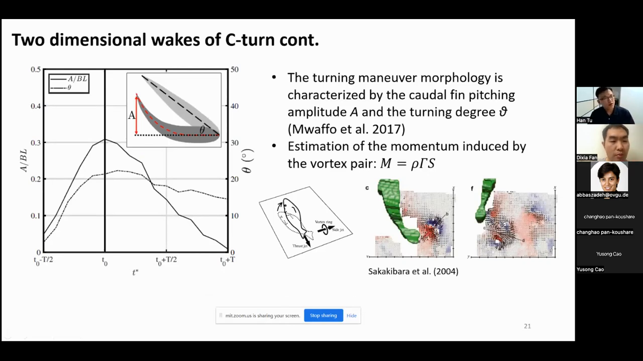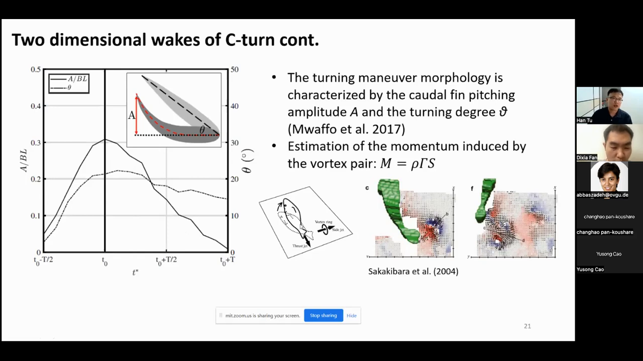Okay, and we also adopt the definition from Rava and Wall in 2017 to use the caudal fin pitching amplitude A and the turning degree theta to describe the turning maneuver. So for the present case, the amplitude A increases first and then goes back to 0 since the fish body was back to straight at the end of this turning.